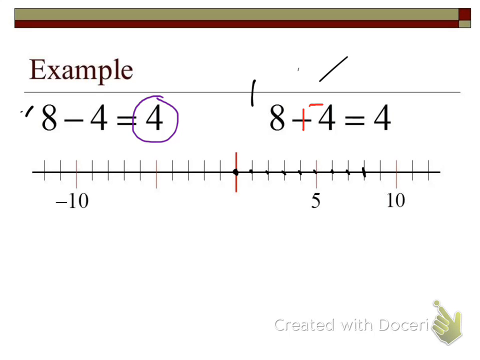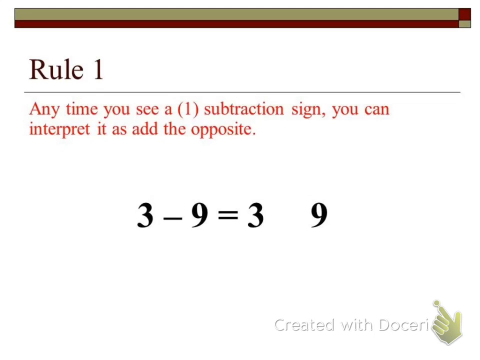And here on the right it tells me I need to add negative 4. This is something that we've learned is the exact same thing as minus 4, so we need to go left 4 units. And that puts us at positive 4. So just to reiterate, our Rule 1 tells us that anytime you see a subtraction sign, just one, you can interpret that as add the opposite. So 3 minus 9 is the exact same as 3 plus negative 9. And that's negative 6. The difference between 3 and 9 is 6, 9 is bigger than 3, and 9 is negative, so that's why we have a negative 6.